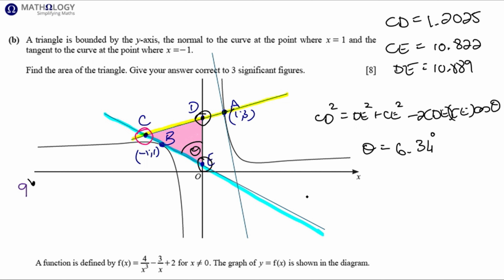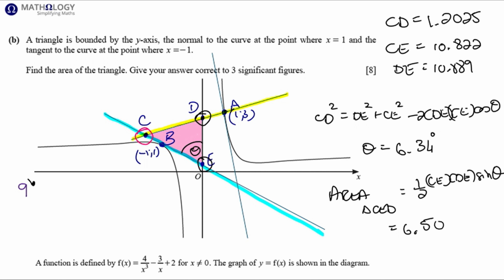degrees. We can now determine the area of the triangle, which is half the product of the two included sides. So for angle theta, that would be CE and DE sine theta. So the area will be 6.507 units squared. It was approximately 6.51 units squared.